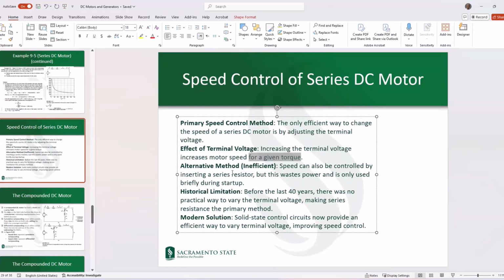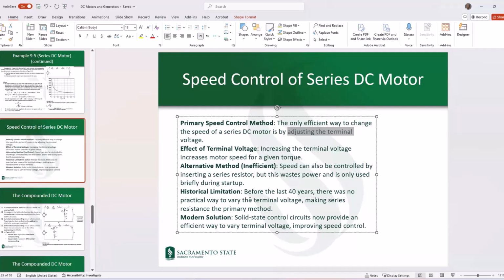An alternative method, which is inefficient, is control by inserting a series resistance. This is not an efficient method because it wastes a lot of power, since it's the armature current that you are impacting, and armature current is relatively high. That's why the best method to control the speed of the motor is by adjusting the terminal voltage.